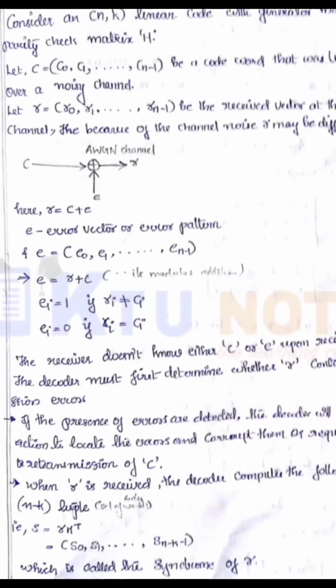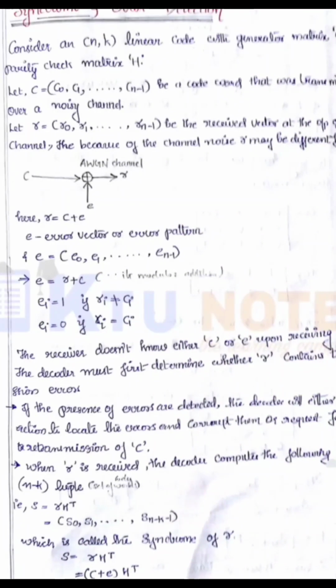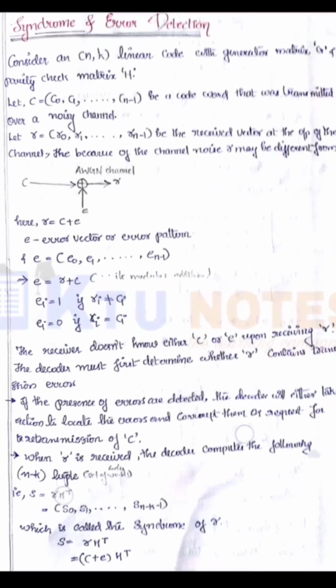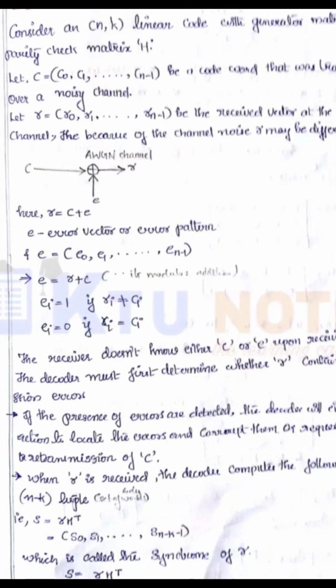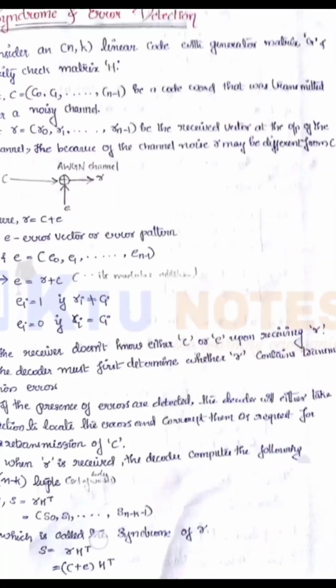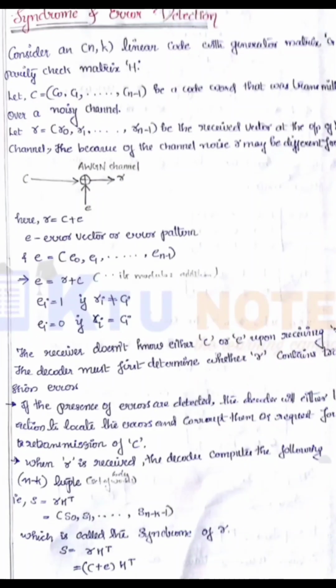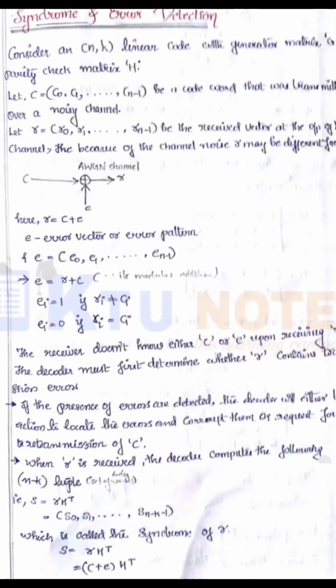The receiver doesn't know either C or E upon receiving R. It doesn't know the details of C or E. It only knows the value R. The decoder must first determine whether R contains transmission errors. If the presence of errors is detected, the decoder will either take action to locate and correct them, or request retransmission of C.